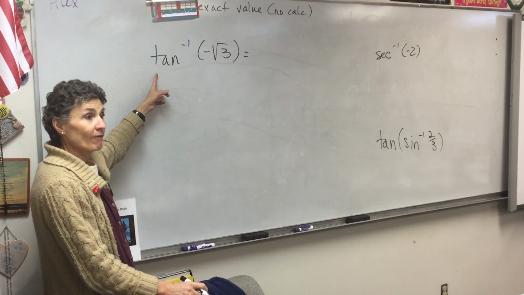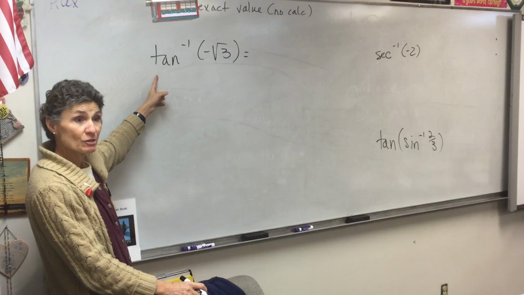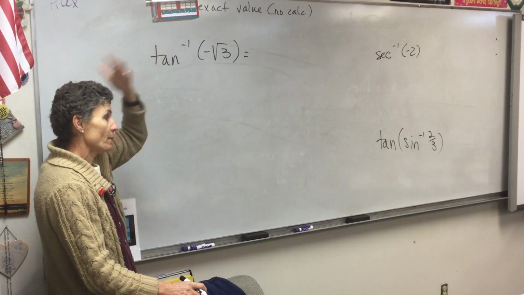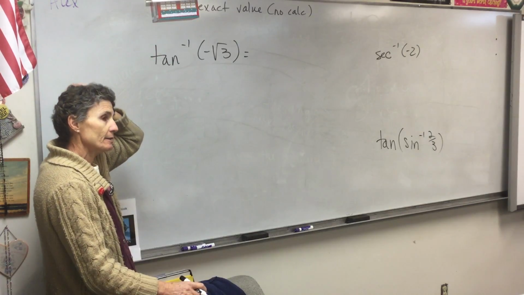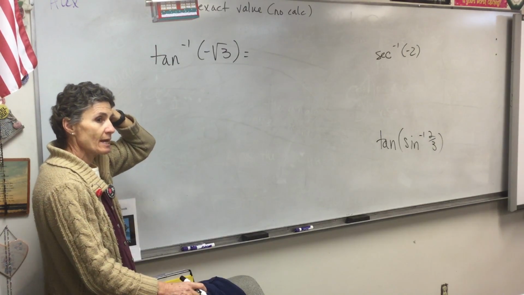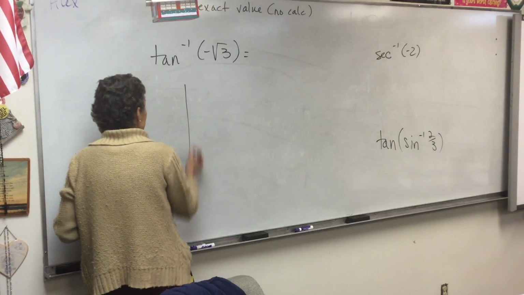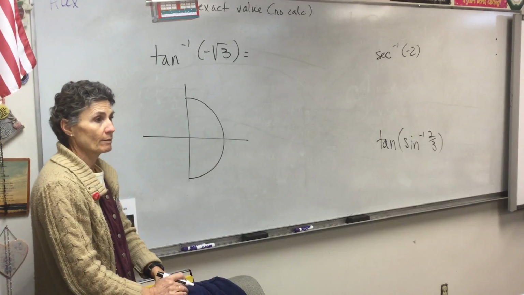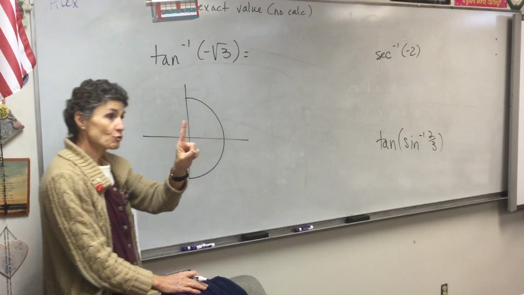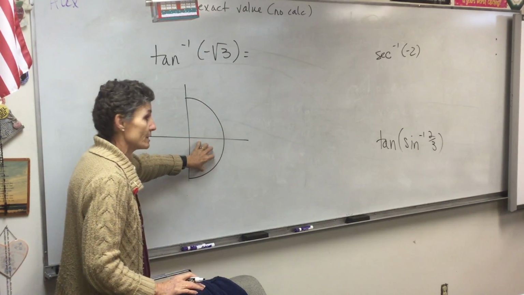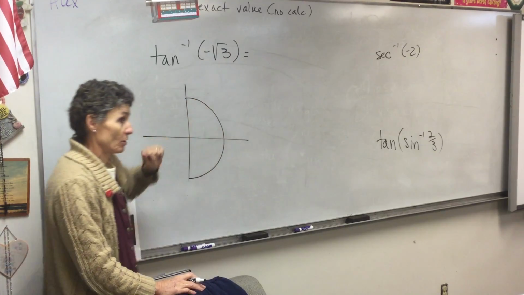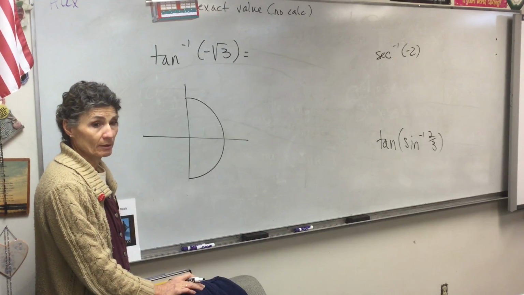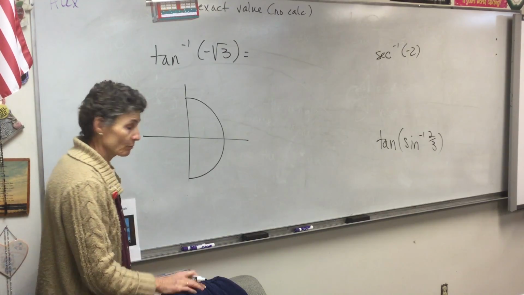This means find the angle whose tangent is negative root 3. Okay, so bing, bing, bing, into my head pops, okay, inverse tangent. Inverse tangent is on the right side, 1 and 4. I'm going to draw one triangle here or here. That's a negative number. Where am I going to draw my triangle if it's a negative number? Down. It's got to be quadrant 4.